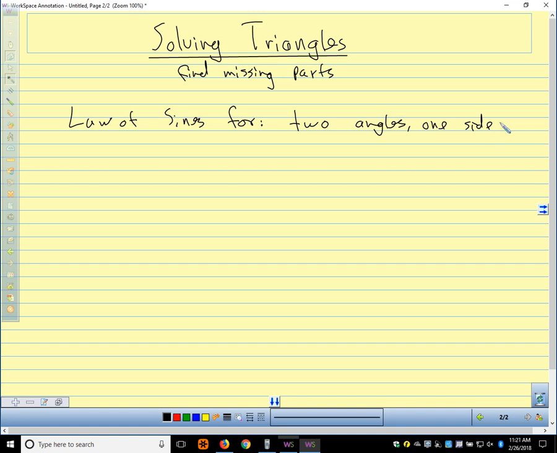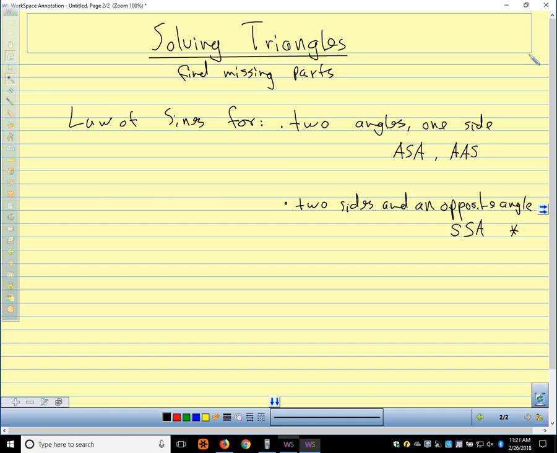So those triangles would be an angle-side-angle triangle or an angle-angle-side triangle. That's when we have two angles and a side. We can also use it for two sides and an opposite angle. And that would be an SSA. And I'm going to put a little asterisk there. I want to talk about the SSA triangle right at the end.